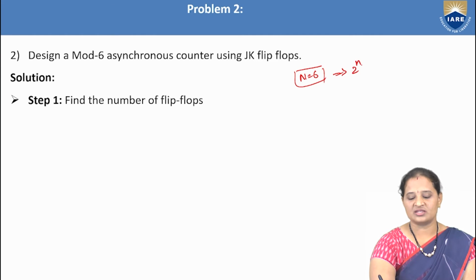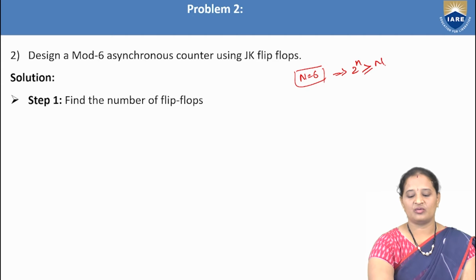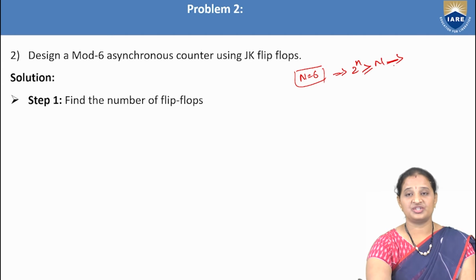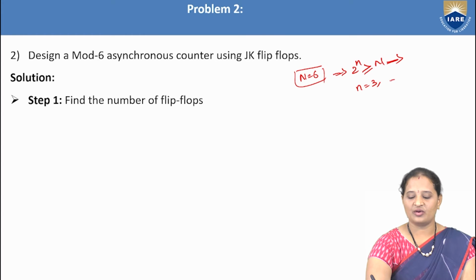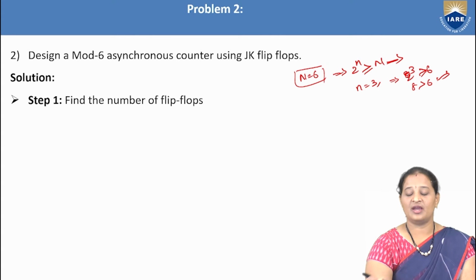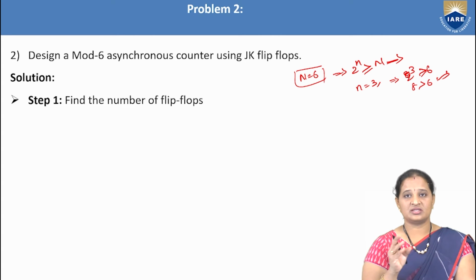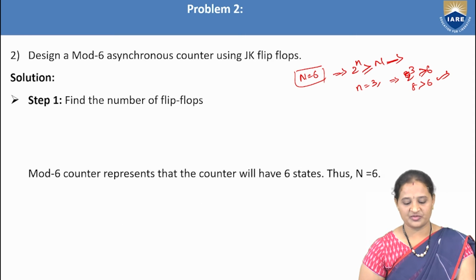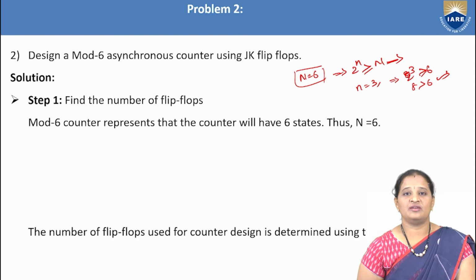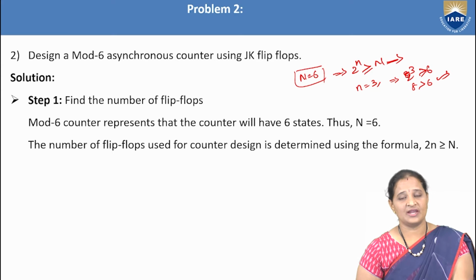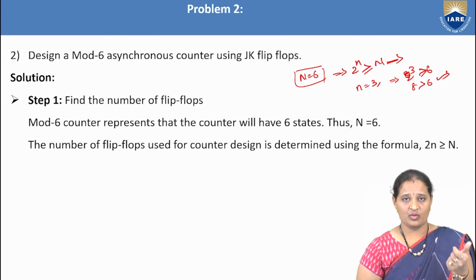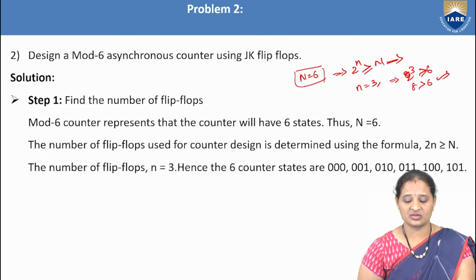Now we have to consider the condition 2 power n greater than or equal to the number of states, such that the condition is satisfied. We need to choose the value of n as 3. If n is 3, 2 power 3 is 8, which is greater than 6. Hence, in order to design a mod 6 asynchronous counter, how many flip-flops do we require? We require 3 flip-flops, because it has to count 6 states. The minimum number of flip-flops is 3.